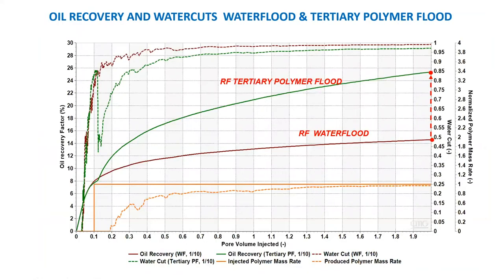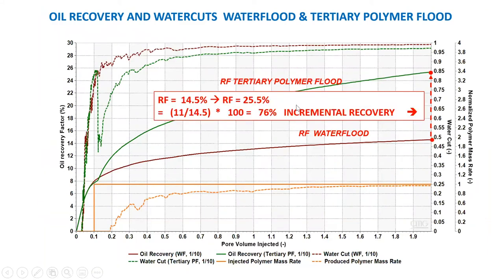So if you look at it in tertiary mode, this is where we start the polymer. The water cut drops almost instantaneously, and the oil recovery increases like this. And it's, again, about 76% incremental. It didn't make much difference. The water flood was so bad that the polymer coming through in tertiary mode didn't make too much difference to the incremental. It still worked perfectly well because the water flood was just so bad and it had formed the channels, the fingering, that the polymer comes along, causing viscous cross flow.